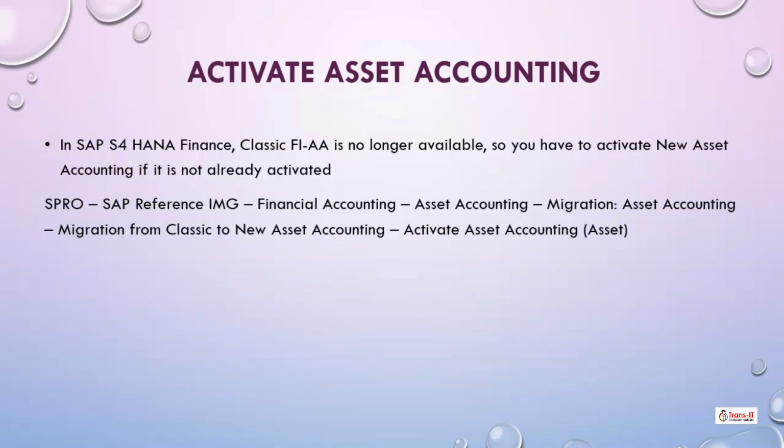In SAP S/4HANA Finance, Classic Asset Accounting is no longer available. So you have to activate new asset accounting if it is not already activated. For activating asset accounting, we can use the path SPRO, SAP Reference Implementation Guide, Financial Accounting, Assets Accounting, Migration, Assets Accounting, Migration from Classic to New Asset Accounting, and Activate Asset Accounting.